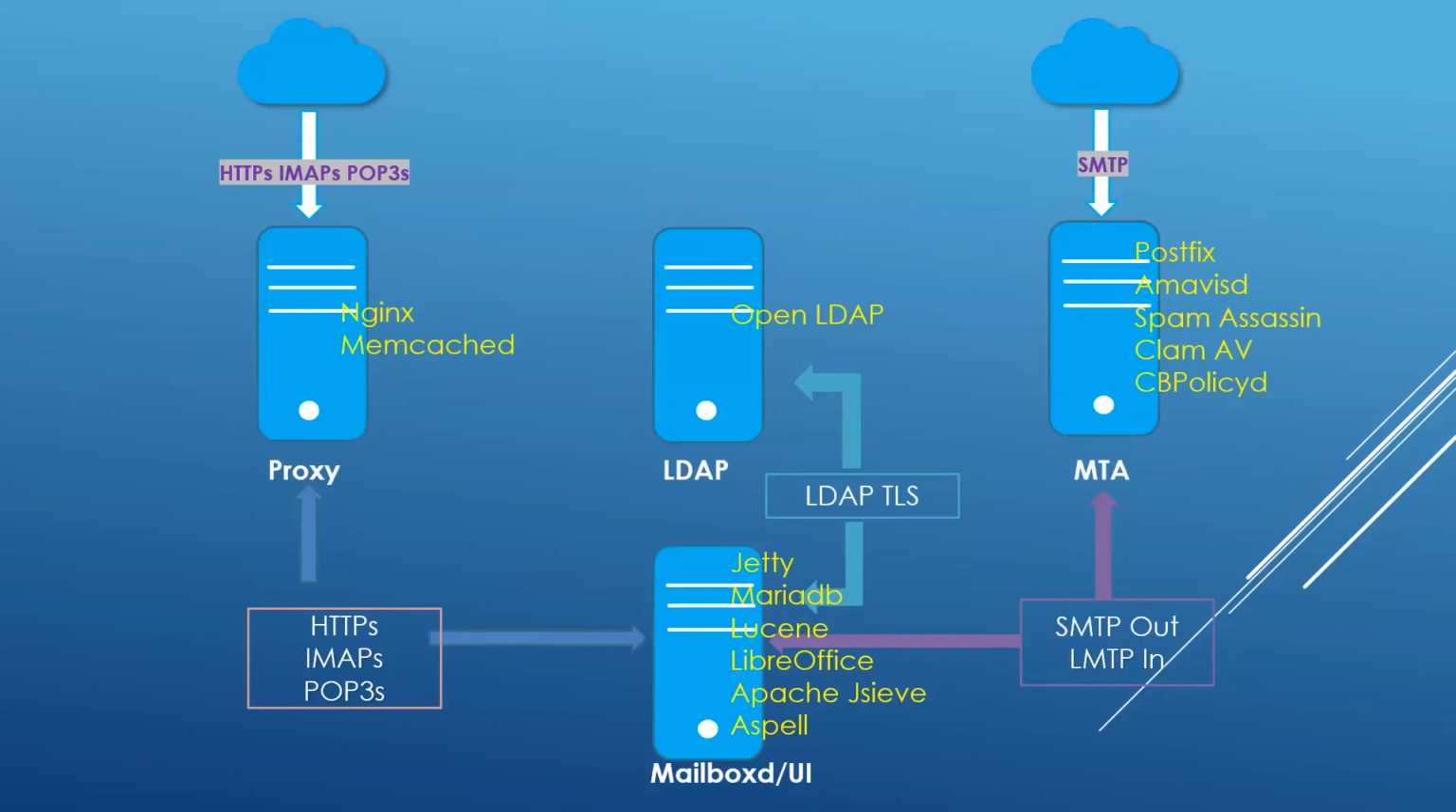Then in the proxy, we will install Nginx and memcache packages. In LDAP, we will install OpenLDAP. In MTA, we will install Postfix, AMAVISD, SpamAssassin, ClamAV, CBPolicyD. In mailboxd, Jetty, MariaDB, Lucene, LibreOffice, Apache JSieve, Spell will be installed. And we don't need to install these tools manually. Zimbra provides all the components in a single package, and we can simply choose yes or no while installing.